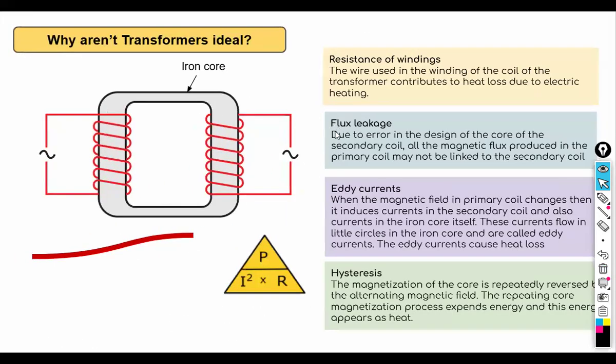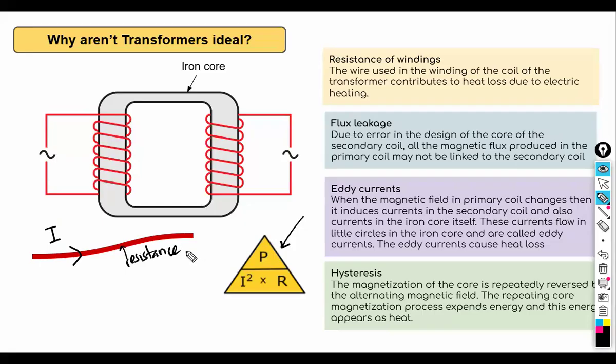All right, notes time. Before you start taking down the notes, let me do a little bit of explanation for you. So why are transformers not ideal in real life? Remember, it's not 100% efficient. And here's the reason. You'll remember this formula: power is I squared R. Whenever you have any conductor, it doesn't matter if it's a piece of wire or just a piece of metal, any conductor has a resistance.